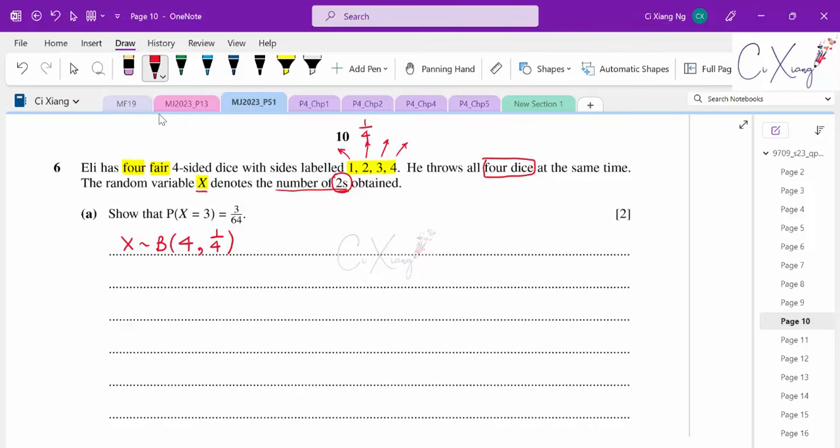And if I already identify that x belongs to a binomial distribution, then when you want to calculate the probability for x equals 3, it will be very straightforward, where you will have 4C3, okay, then 1 over 4 power 3, then 3 over 4 power 1. This is the general formula for the binomial distribution when you want to calculate the probability. Okay, then very directly you can get the answer, which is 3 over 64.